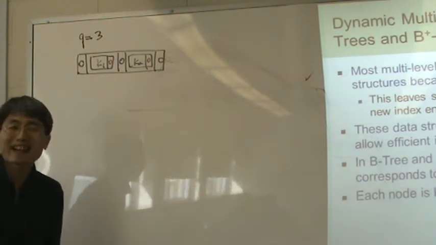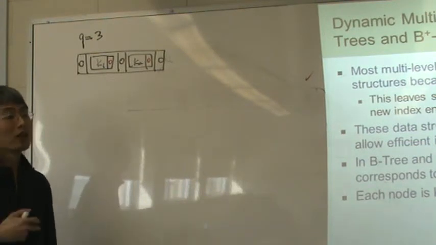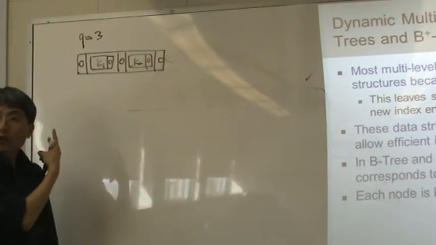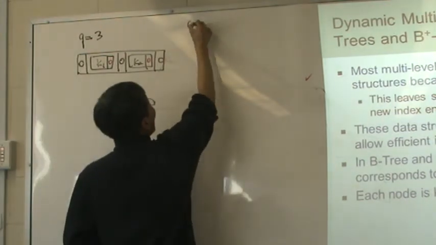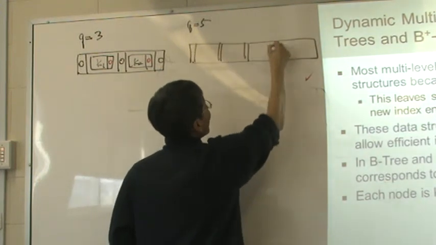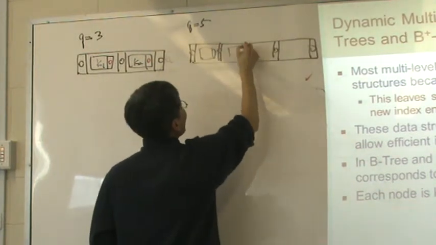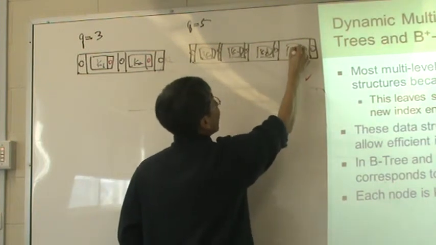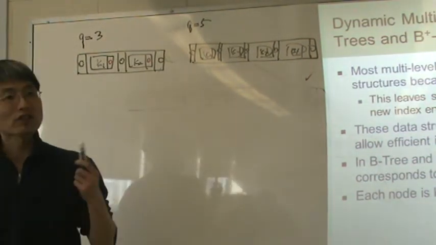And how many index key entries? Always Q minus 1. It should be in between. 1, 2. In this case, 2 index key entries are possible. In case Q equals 5, you can make the node structure 1, 2, 3, 4, 5 children pointers and data pointers. K1, K2, K3, K4. All node indexing structures have the same thing.